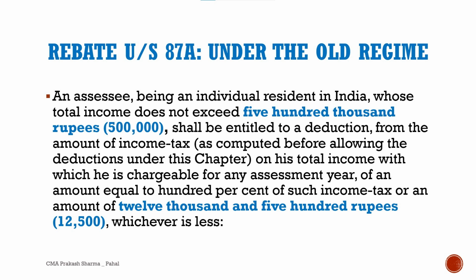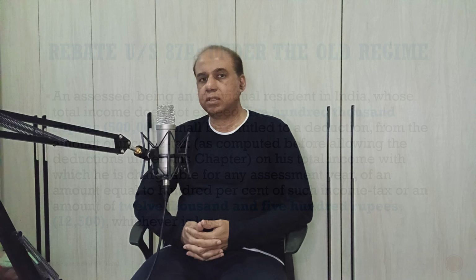Rebates under Section 87A. Under the old regime, an assessee being an individual resident in India whose total income does not exceed 500,000 rupees shall be entitled to a deduction from the amount of income tax as computed before allowing the deduction under this chapter on his total income with which he is chargeable for any assessment year of an amount equal to 100% of such income tax or an amount of 12,500 rupees, whichever is less. So the rebate amount is rupees 12,500.